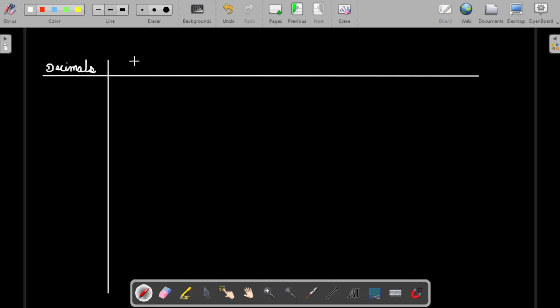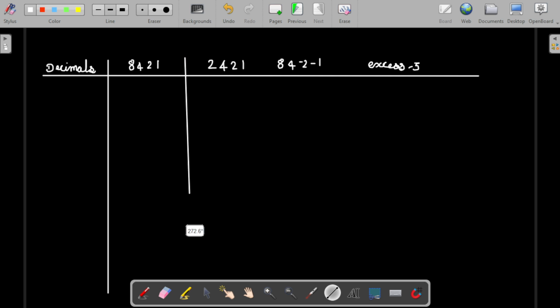The first kind of BCD code is 8421. Then 2421 is another kind of BCD code, and then 84-2-1 is also one kind of code, and Excess-3. These are the majorly used BCD codes. I will be explaining each of them, so don't worry. First let me complete the table.